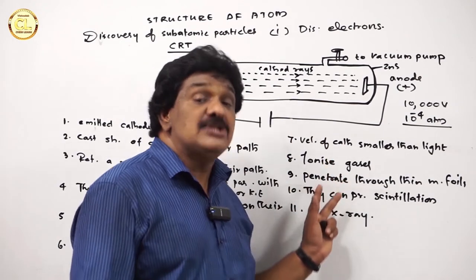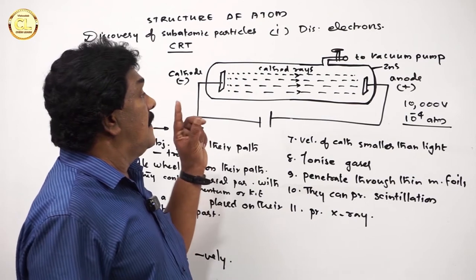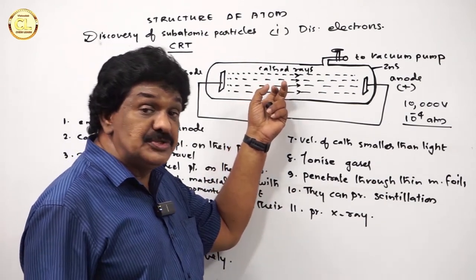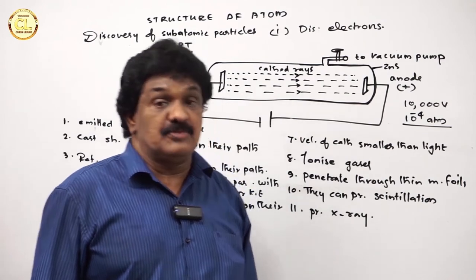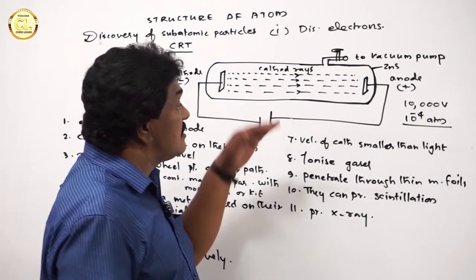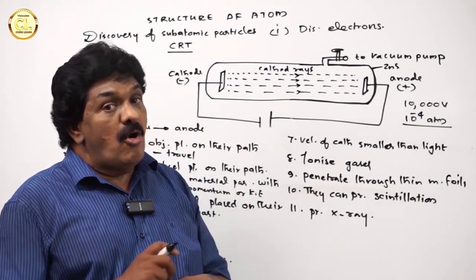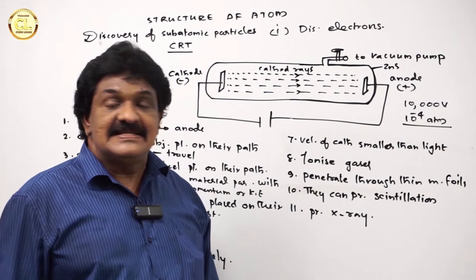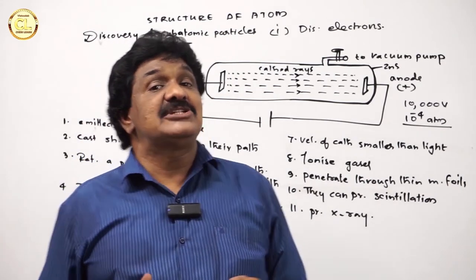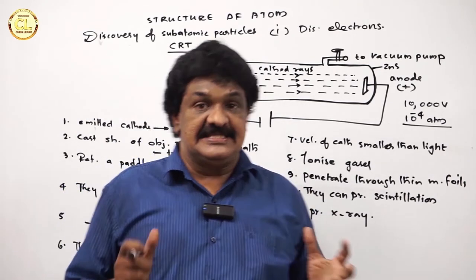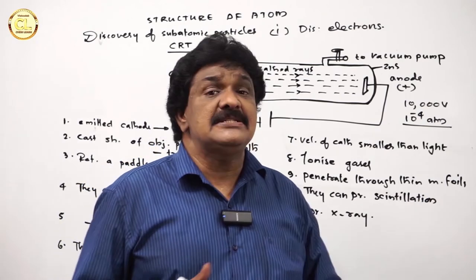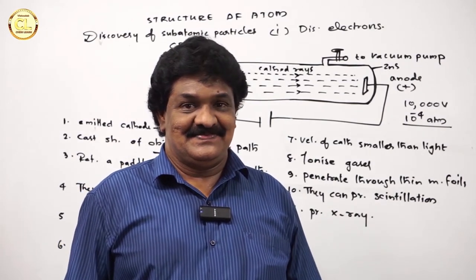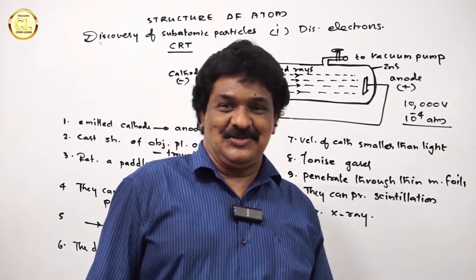J.J. Thomson found that the properties of cathode rays are independent of the nature of the gas used in the discharge tube or the nature of the electrodes used in the discharge tube. He repeated the experiment using different gases and different electrodes. In all cases, he found that the properties of cathode rays are the same. From this experiment, J.J. Thomson concluded that cathode rays contain negatively charged particles that are called electrons, and the electrons are the universal constituents of all matter. That's all about the discovery of electrons.